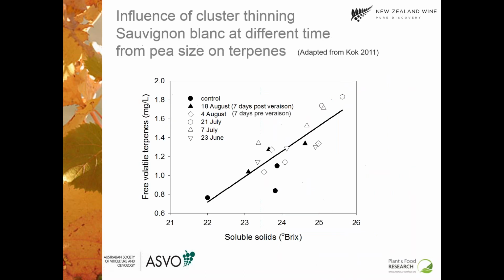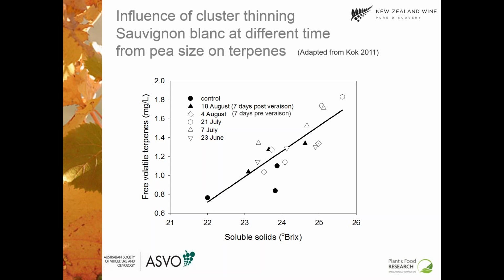So the question now comes, what influence does the timing of thinning possibly have on fruit composition? This is some work that came out of Turkey, where they thinned Sauvignon Blanc vines at different times from well before veraison through to the unthinned control. On the y-axis here, we've got the concentrations of free volatile terpenes, and along the x-axis, soluble solids. Basically, at higher soluble solids, you get higher free volatile terpenes.